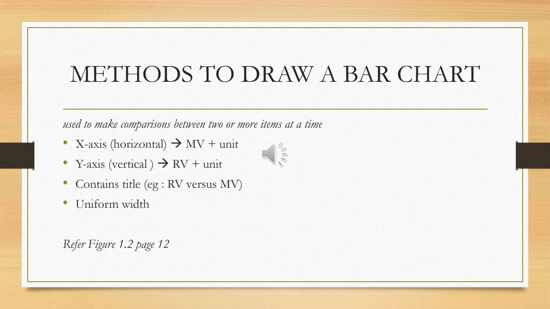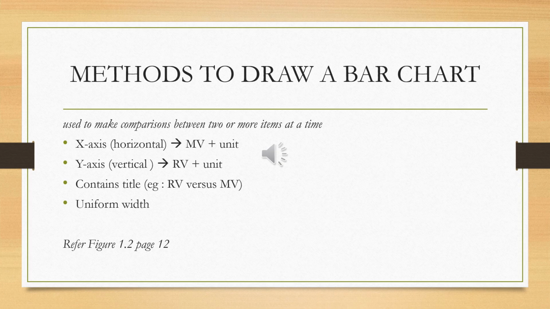Now the second type of graph, how to draw a bar chart. However, bar chart is usually rare for us to use in Form 4 and Form 5. But you still have to know because you may go on to further studies in biology, maybe in university. A bar chart is used to make comparisons between two or more items at a time.